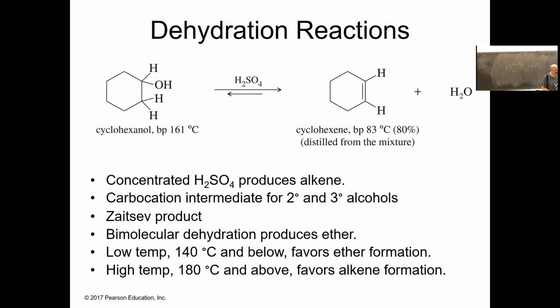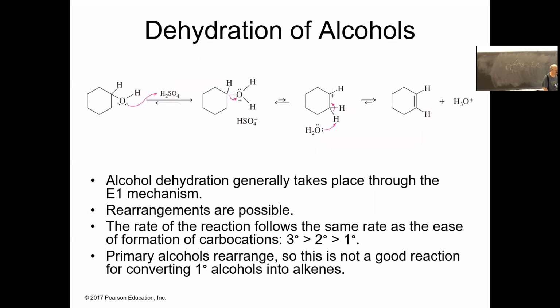But bimolecular dehydration is a reaction in which we can form an ether from an alcohol. So here's the mechanism. Oxygen gets protonated, the water leaves, and then water removes a beta hydrogen. Rearrangements are possible, and primary alcohols especially will rearrange. So this is not a good reaction for converting primary alcohols to alkenes.